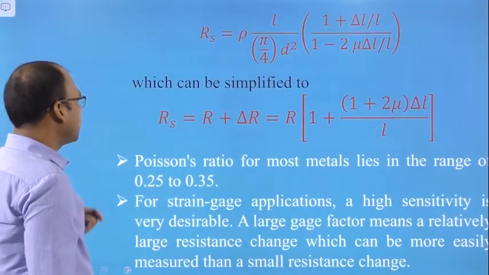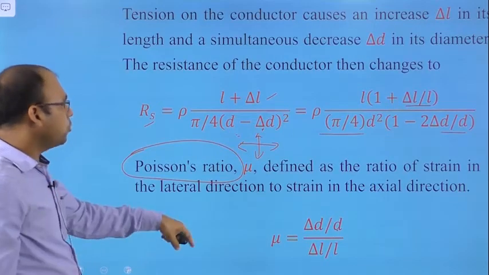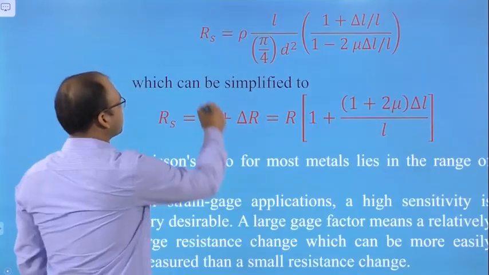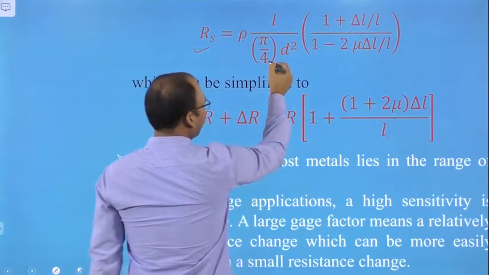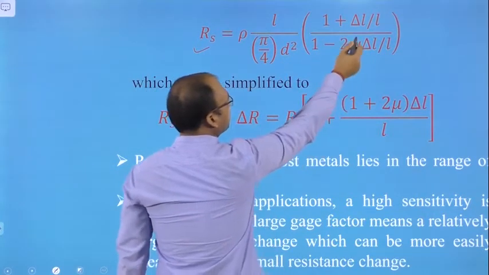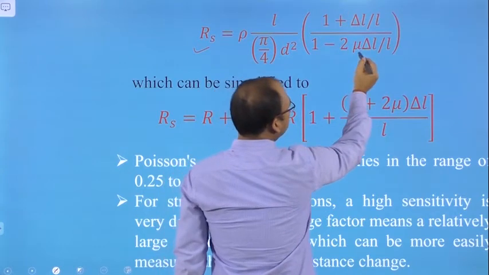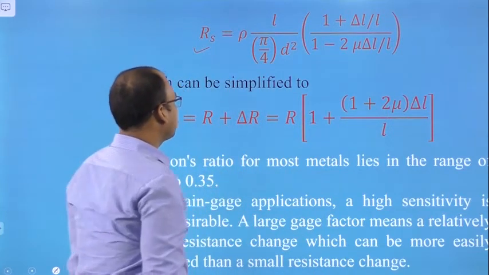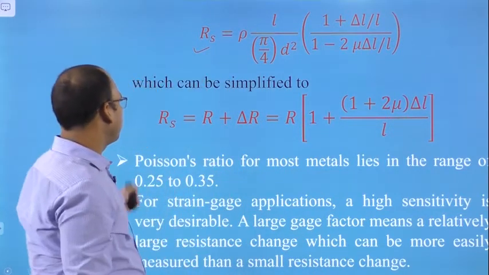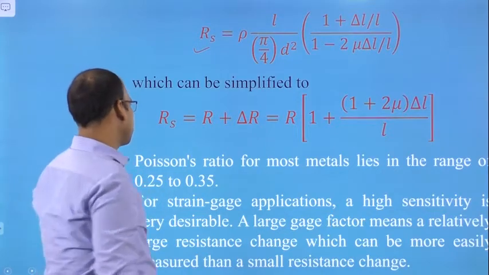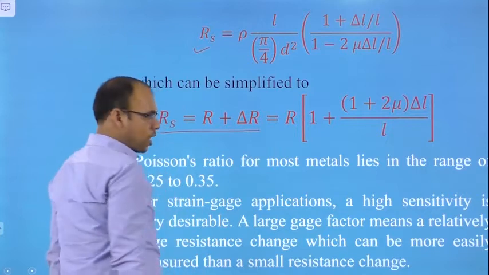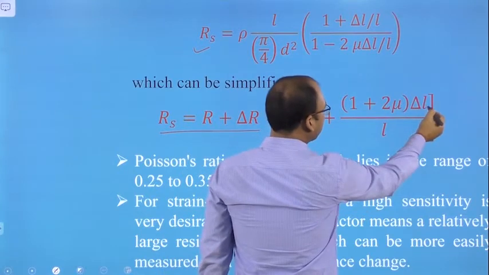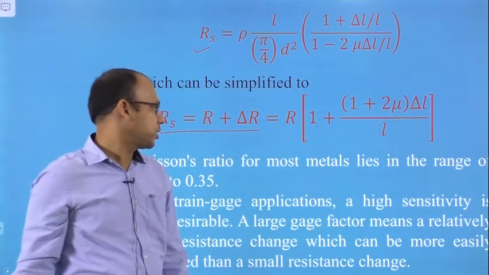So now we are putting this value, the mu, into this equation. Putting this value into this equation, we will get RS is equal to rho 1 by 4 by pi d square in bracket 1 plus delta L by L 1 minus 2 mu L del by L. So this is not one, okay, right? Which can be simplified further, because the RS is nothing but the change in the resistance, and how much change in the resistance, that is equal to R 1 plus 2 mu delta L by L, whenever I am computing this one.